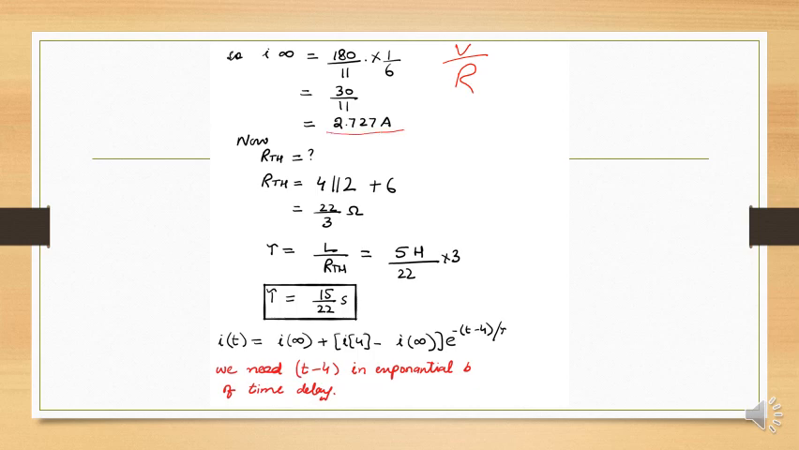What is the resistance in this case? For finding out the resistance, we have to remove all the sources to find out the Thevenin resistance. After removing the sources, what we got is 4 ohm in parallel with 2 ohms and in addition with 6. I got this value for RTH. After finding out RTH, I got this value of tau. When I got this value of tau, I have to put all these values in this formula.